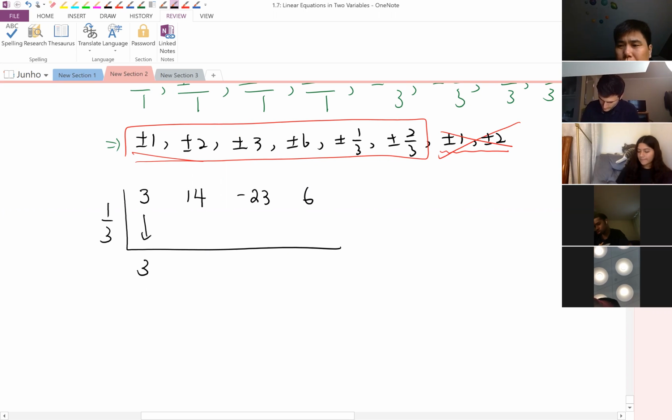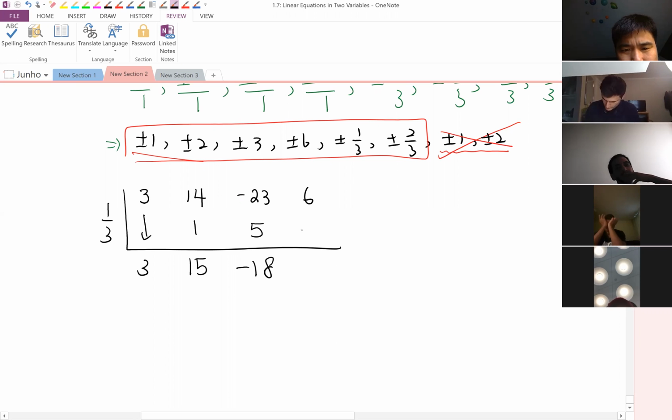So 1/3 times 3 becomes 1. 14 plus 1 becomes 15, and 1/3 times 15 is 5. So negative 23 plus 5 is negative 18, and then 1/3 times negative 18 becomes negative 6, and the remainder is 0. So that's the procedure to show that 1/3 is basically one of the zeros.